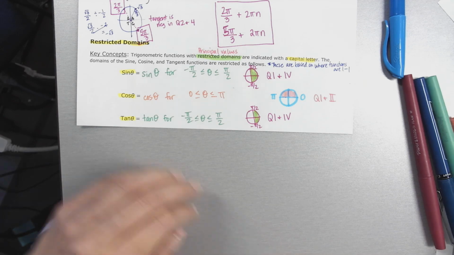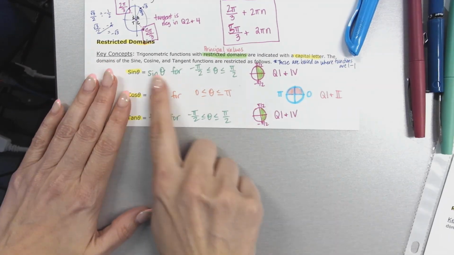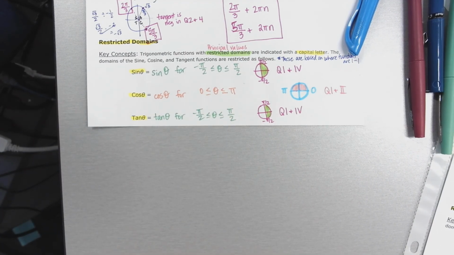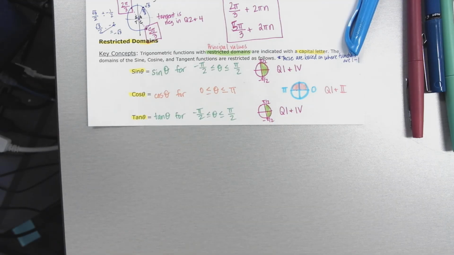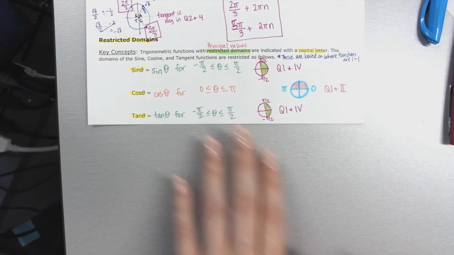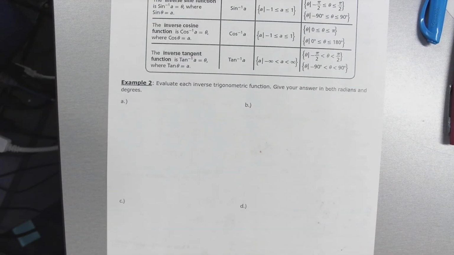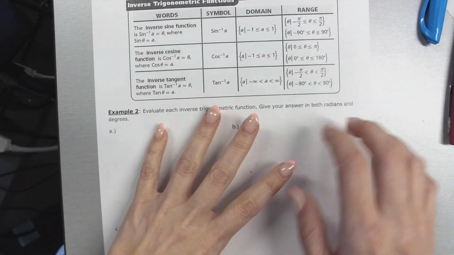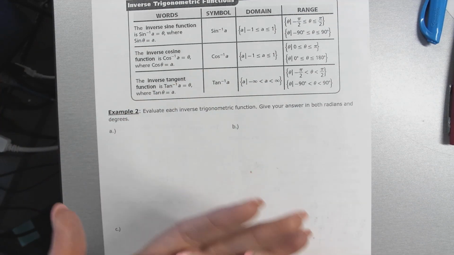Okay, so when we find these restricted domains, we're only going to find the sine in this interval, the cosine from 0 to pi, the tangent from negative pi over 2 to pi over 2. Okay, and I did put a picture on here that does sum up what we just talked about. On this one, I just want to emphasize a few things.